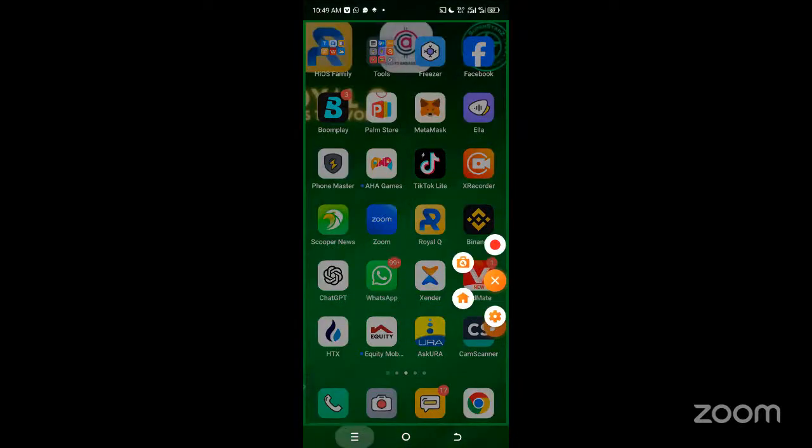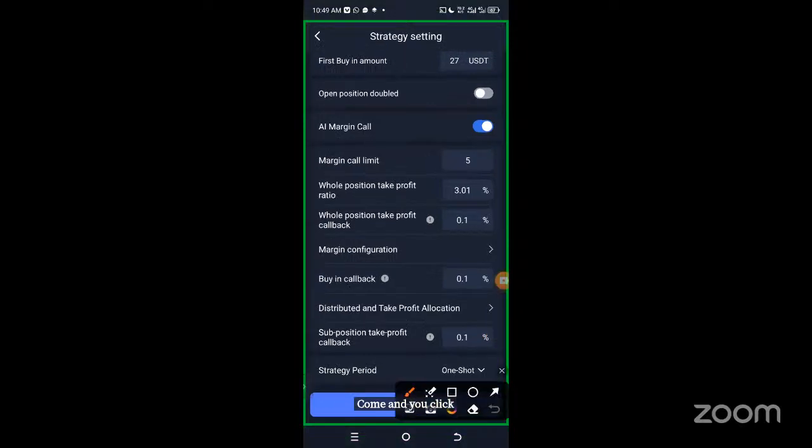Come and you click on margin configuration.